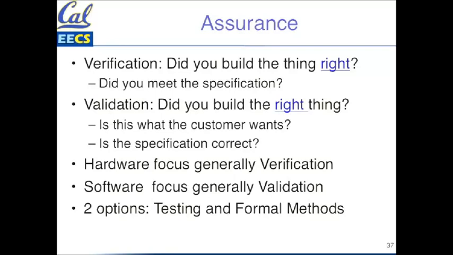So pretty much hardware deals with verification. There's a spec. It's not going to change. Software, maybe not NASA software, but most kinds of software generally deals with validation. Did you build the right thing, right? Not the thing right, but the right thing. And this is one of the reasons why software is hard: the customer will change their mind about what they want. So Agile is about validation.